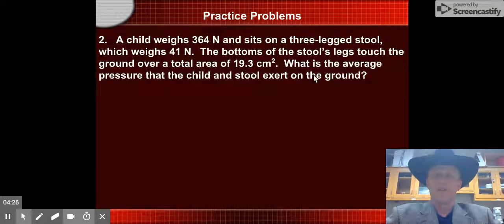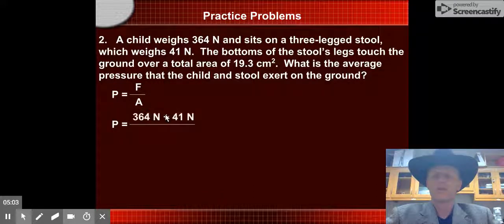So here's your second problem of 5. A child weighs 364 newtons, sits on a 3-legged stool that weighs 41, and the bottom of the stool's legs make contact with the ground over a certain amount of area. This needs to be converted to meters squared. The question is, what is the average pressure that the child and stool exert on the ground? So again, we're asking for pressure. We take the force. Well, the force in this problem is the combined weight of the person and the stool he's sitting on.